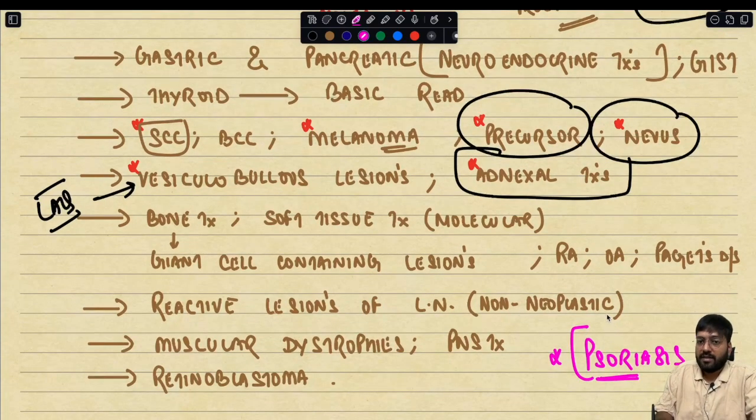Then bone tumors. About the bone tumors, everything is important. A very important thing that is asked is the giant cell containing lesions, already discussed in detail, and one important PPT has already been shared in the third year group about the same.